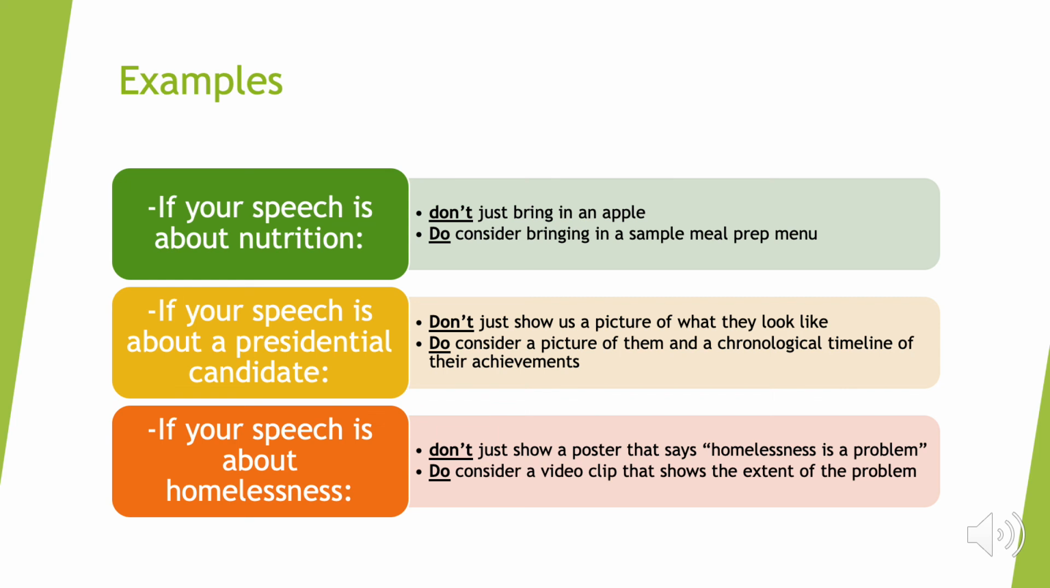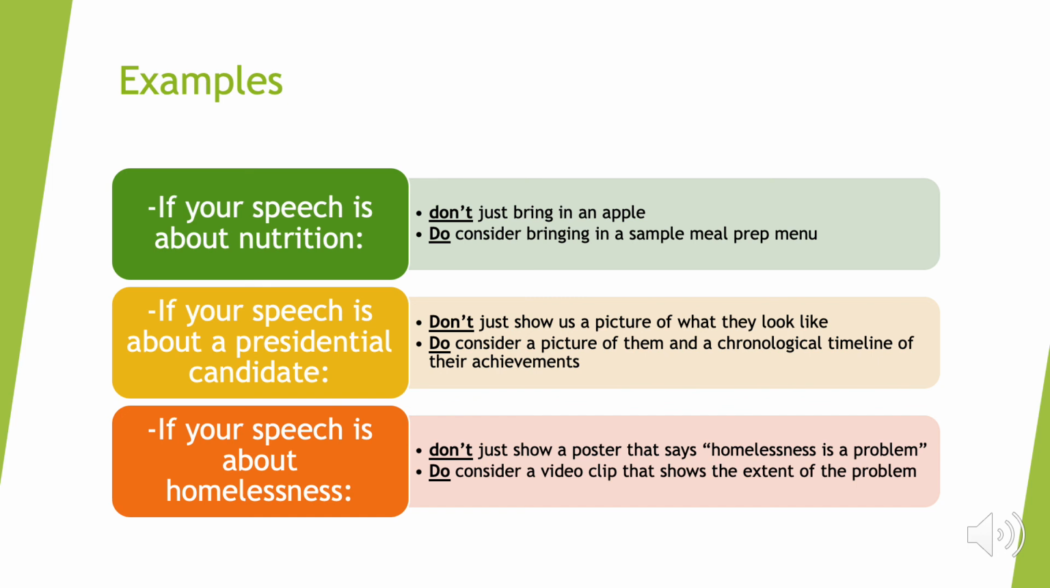The next example is a presidential candidate. Say you want to talk about someone that's running for president. A picture of them is something that would just be not a great visual aid because you need to add more than that. Having a picture of them is quite necessary. We do want to put a face to this person that you're talking about. So do have a picture, but pair it with something else because a picture of them isn't enough. So consider maybe bringing in a chronological timeline of their achievements to show us what they've done and where they stand on certain issues.